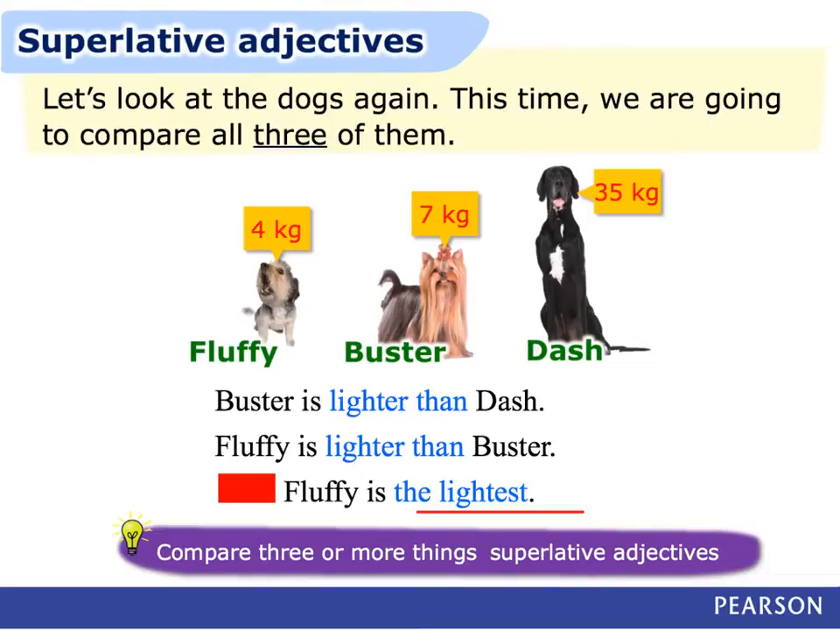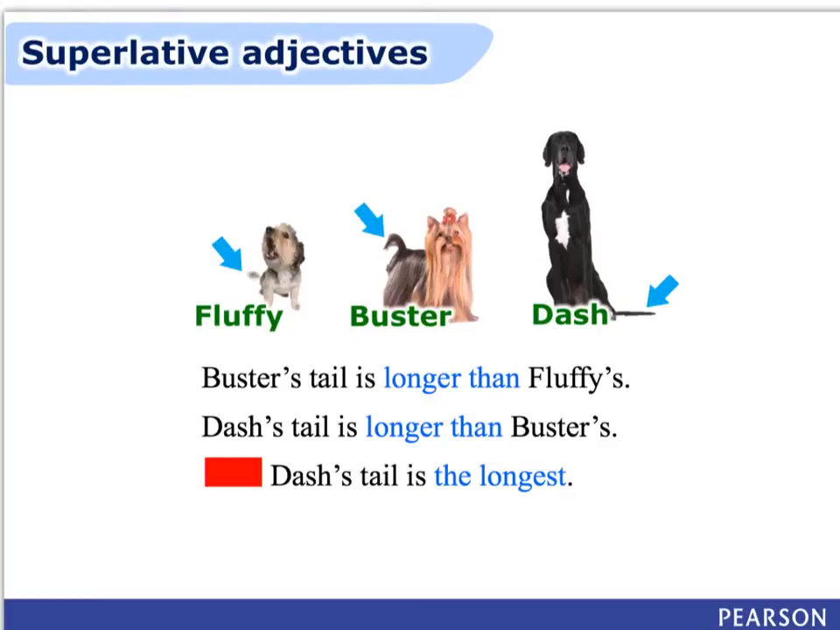So when we compare 3 or more things, then we use superlative adjectives to talk about which is the number 1 in something. So here, Fluffy is the lightest. So remember to add the, which means there's just 1, all right? Fluffy is the lightest. And here, Dash's tail is the longest.